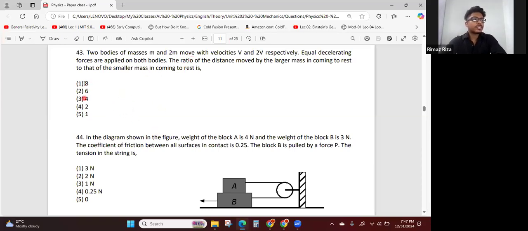So these are all actually ratios. For example, here this 8 means it's 8 to 1, which we can write as 8 divided by 1, which is 8. So if the larger mass moves a distance of, for example, 80 meters, then the smaller mass will move a distance of 10 meters, like that. So try to find the exact ratio.